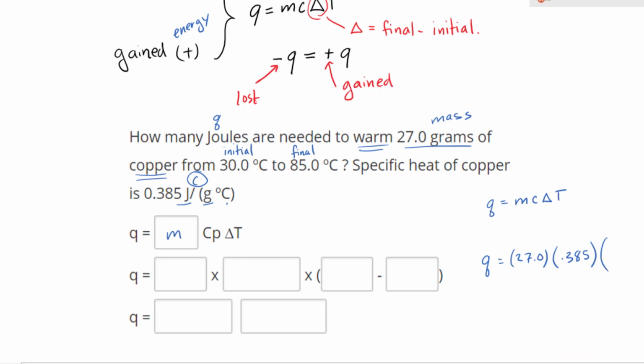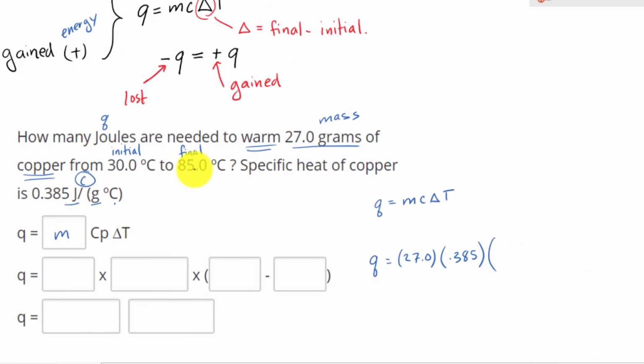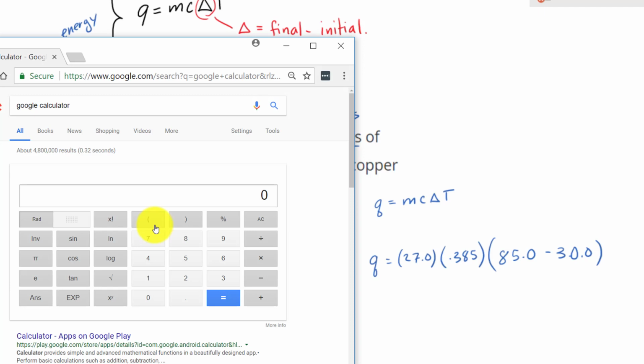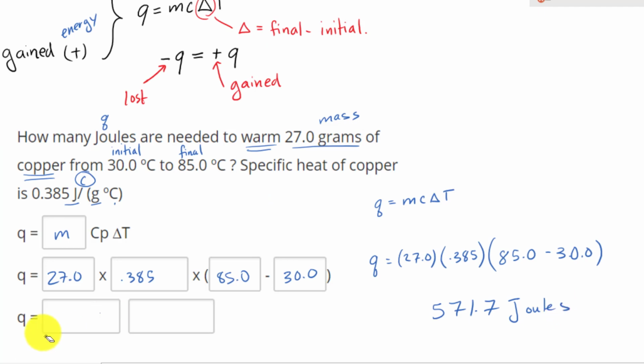And then lastly, your delta T, which is going to be your final, 85, minus your initial. In this case, it's 85.0 minus 30.0. And all you have to do is just plug in here, 27.0, 0.385, and then final, which is 85.0 minus 30.0. And that's it. Now let's plug this into a calculator using parentheses. Notice how I didn't use the multiplication sign, because when you have a number using parentheses, they are multiplied to each other. And this is our answer in joules. And notice how I have two boxes. The first box is your number, and the second box is the unit.